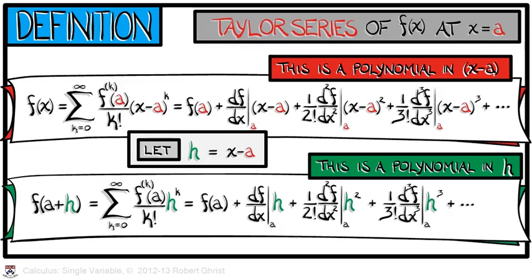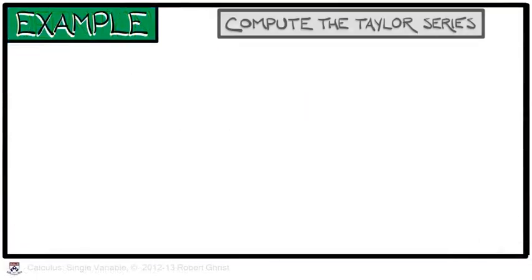This series in h is telling you that if you want to know values of f that are close to a, then you can substitute in a small value for h, and if you're looking for an approximation, you can ignore some of the higher order terms. Let's look at an example.